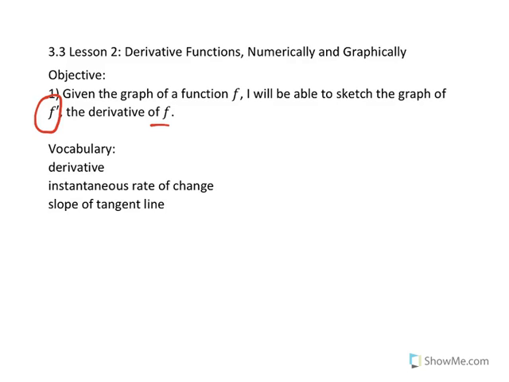So vocabulary, derivative, and what does it represent? Graphically, it represents the slope of a tangent line to the graph of f at a particular point. In the context of a word problem, the derivative would represent an instantaneous rate of change.